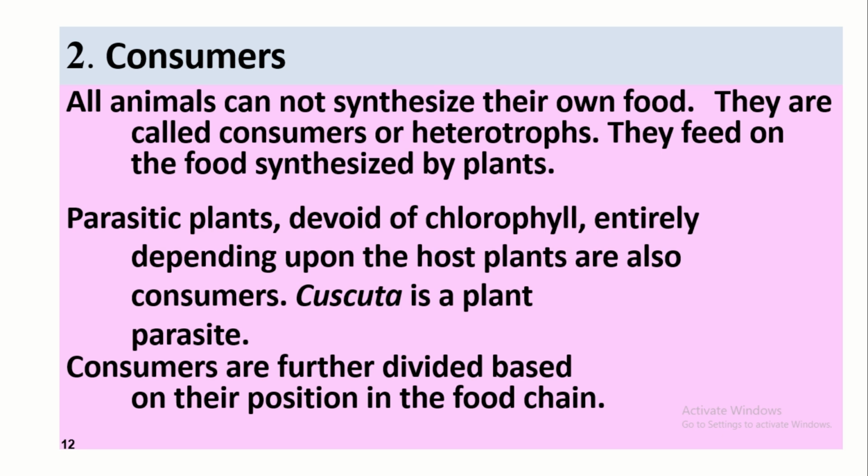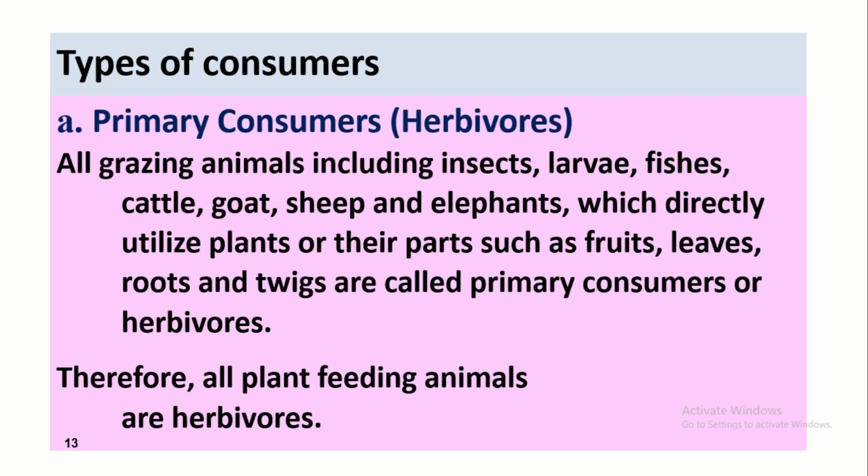Consumers are further divided based on their position in the food chain. All consumers do not utilize the same material, but they have different status levels where consumers are present. Primary consumers, herbivores. All those animals, whether small or large, are termed primary consumers because they utilize plants. All grazing animals, including insect larvae, fishes, cattle, goat, sheep, elephant, which directly utilize plants, their parts such as fruits, leaves, roots, twigs are called primary consumers or herbivores. Therefore, all plant feeding animals are herbivores.